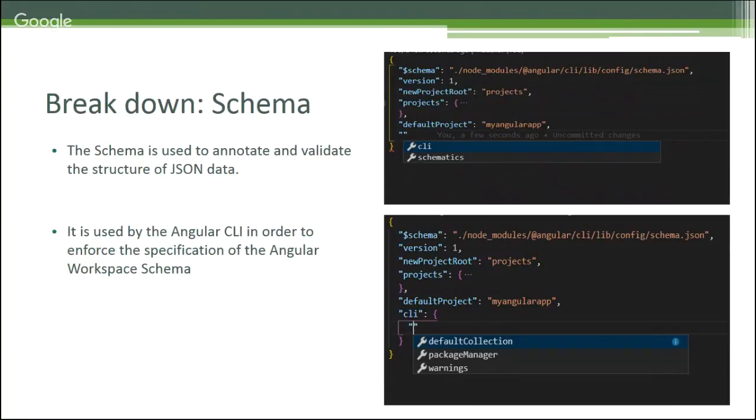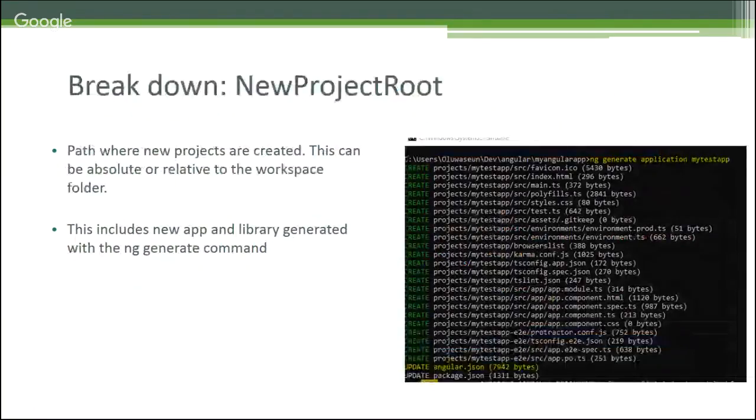And then breakdown new project root. So the path where the new projects are created, this can be an absolute or really specific path to the workspace folder. This includes new apps and libraries generated with the ng generate command. An example of this is ng generate application my test app. So I mentioned I created some test applications. One of the test applications is this my test app. It's another Angular application within this same Angular workspace. So we have two Angular applications so far. Does that make sense?